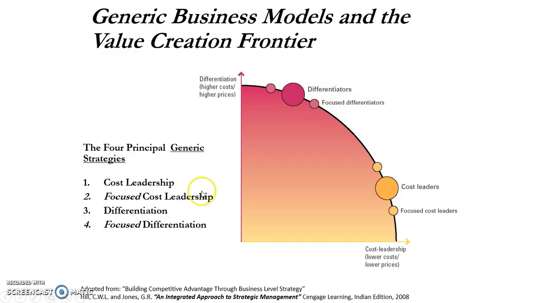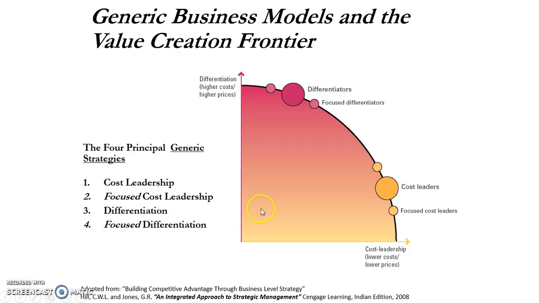So over here, from this whole value creation frontier, 4 generic business models can be derived. One is cost leadership, second is focused cost leadership, third is differentiation, and fourth is focus differentiation.